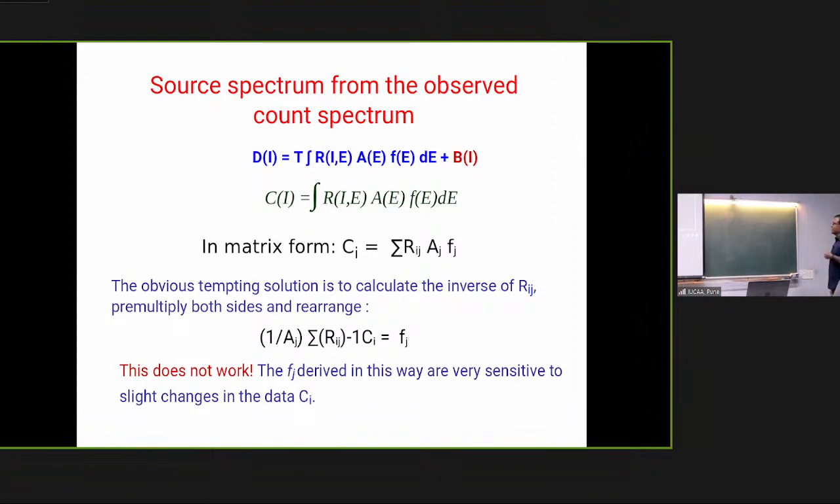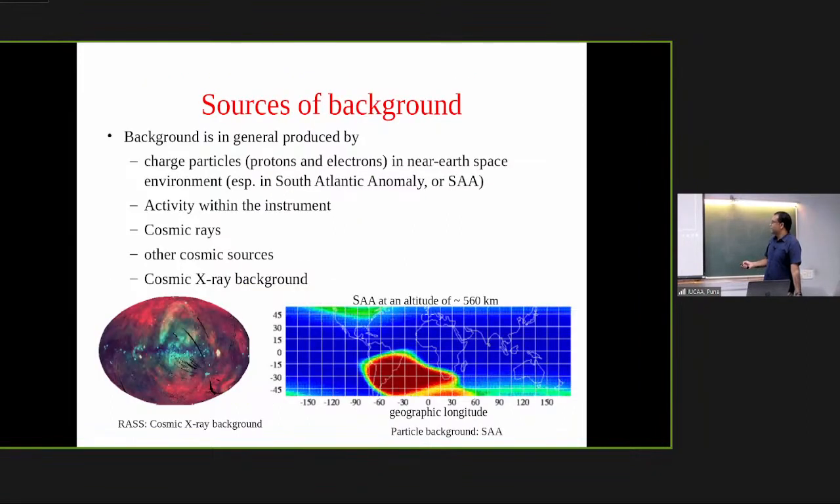But this kind of thing doesn't work. People can form this mathematically, but it is really a problem to invert this thing. First of all, this matrix is non-diagonal, because when will you get a diagonal response matrix? Can you think of it?